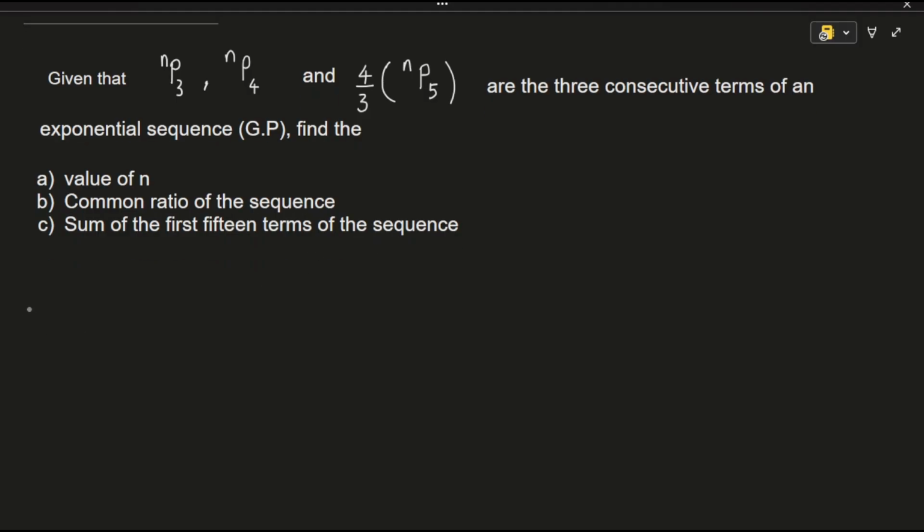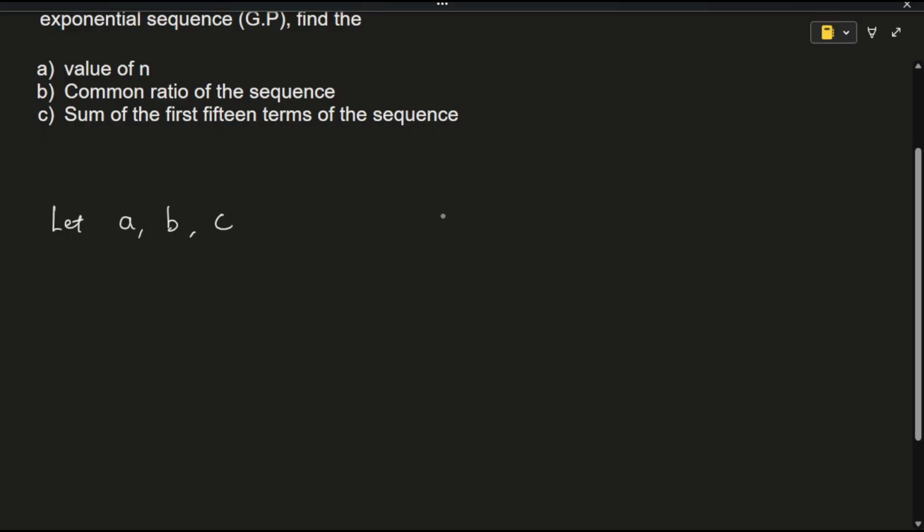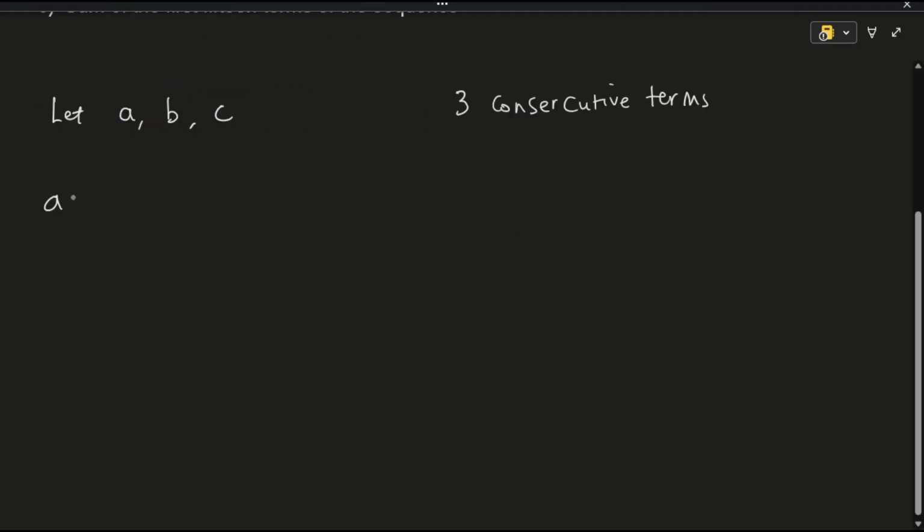Okay, so let's do some representations over here. Let A, B, and C be represented as our 3 consecutive terms. Then it will mean that A is equal to, B is equal to, and C is equal to.